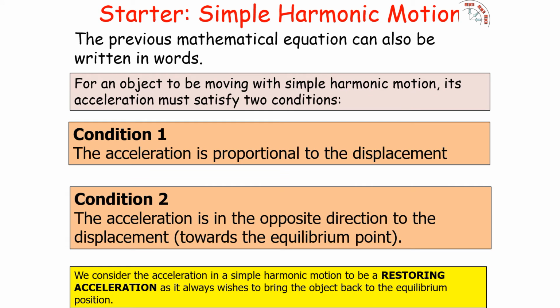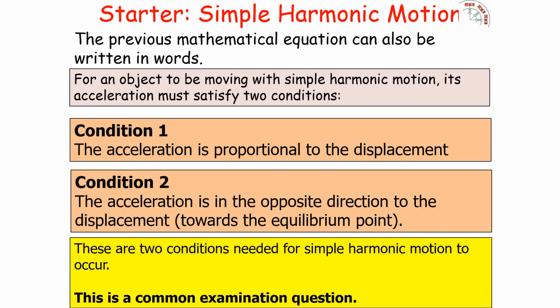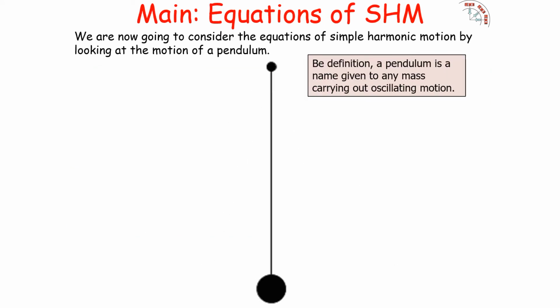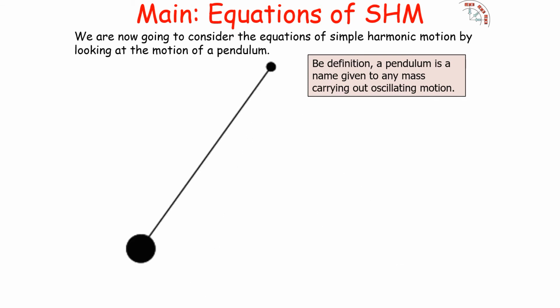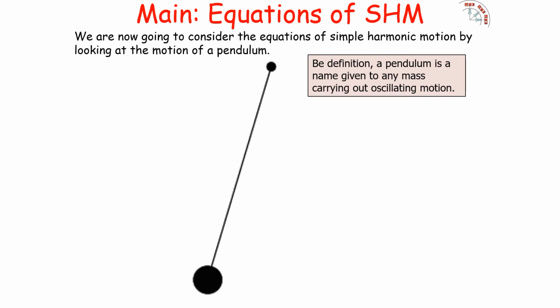Now we can consider the acceleration in simple harmonic motion to be a restoring acceleration, as it always wishes to bring the object back to the equilibrium position. So these are the two conditions needed for simple harmonic motion to occur. So we're now going to consider the equations of simple harmonic motion by looking at the motion of a pendulum.